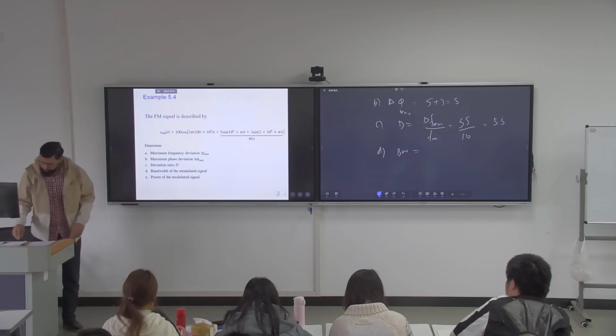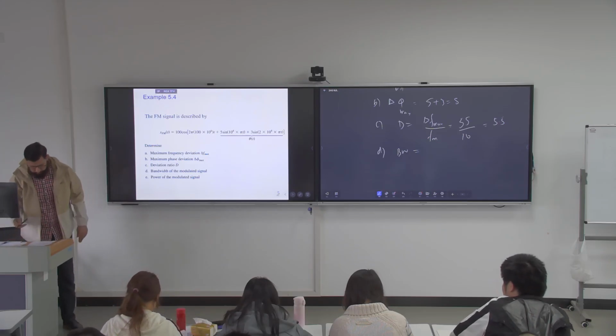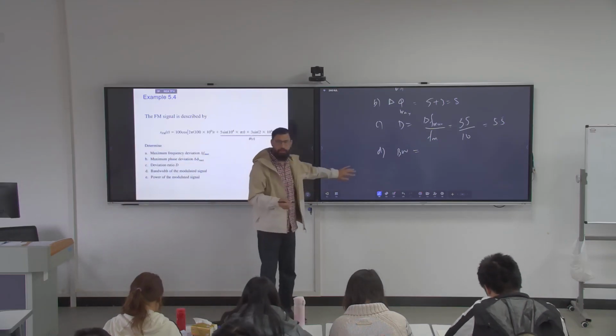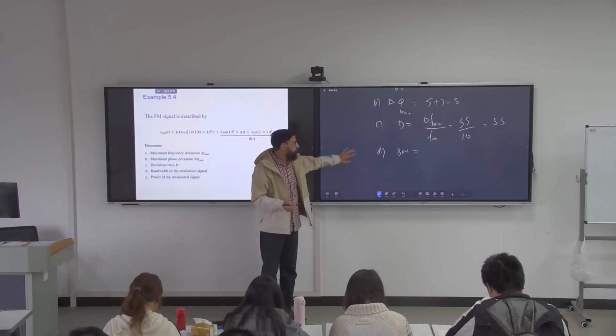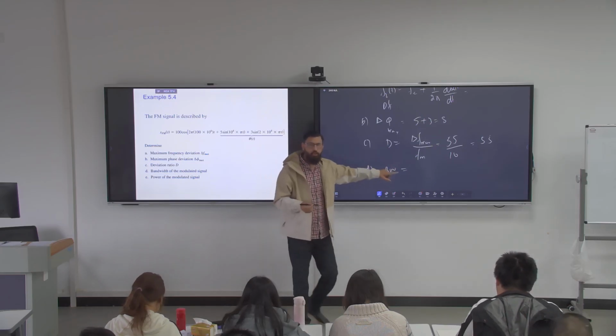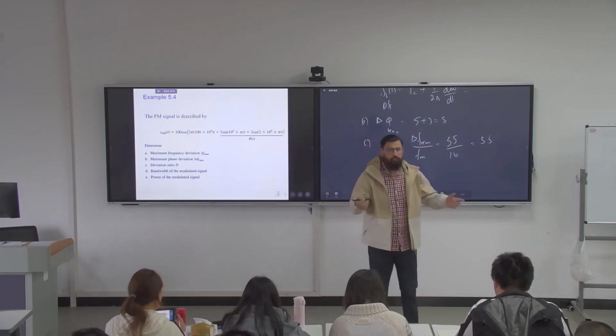Okay. So now we need to find what is the bandwidth, right? It depends, is it a narrow band or is it a wide band? It will tell from here, D, or beta. If beta is more than 1, then we say it's a wide band, right?